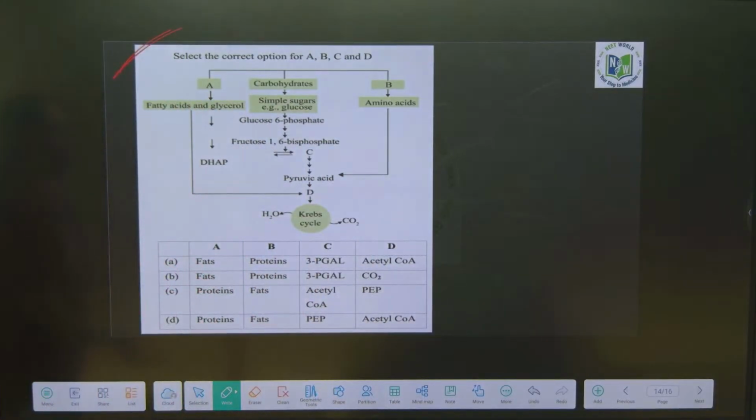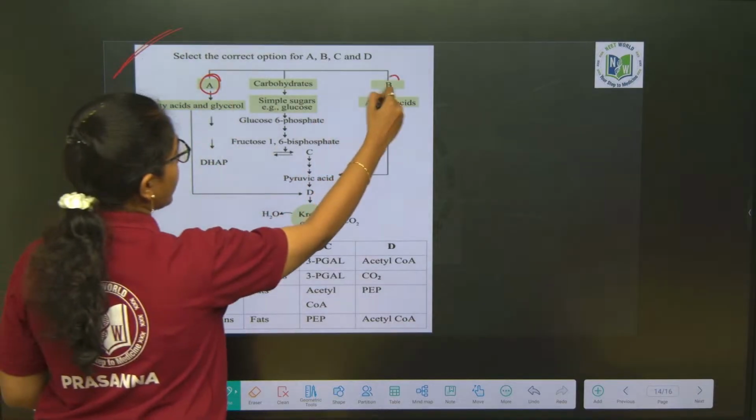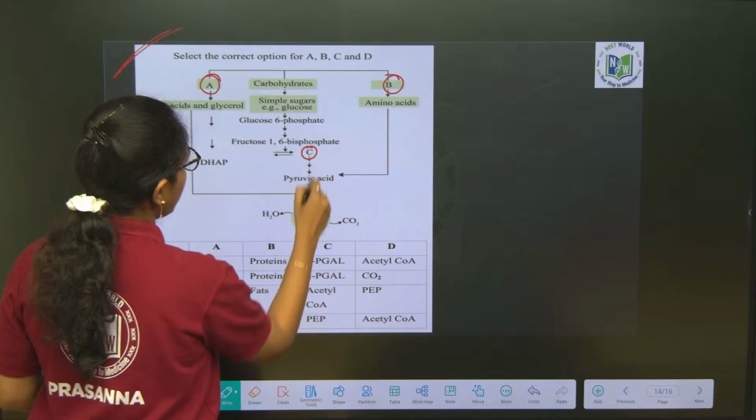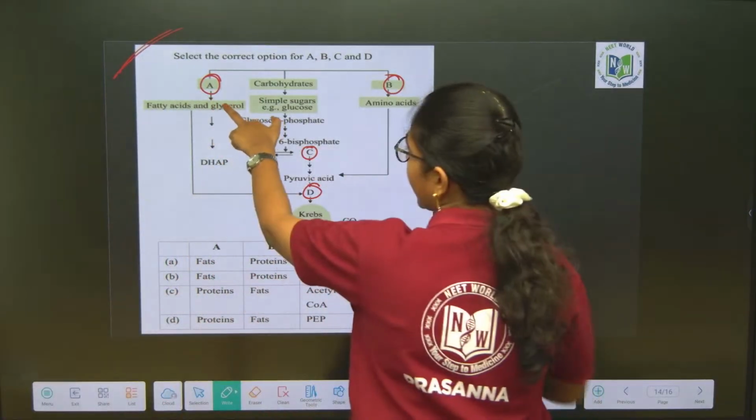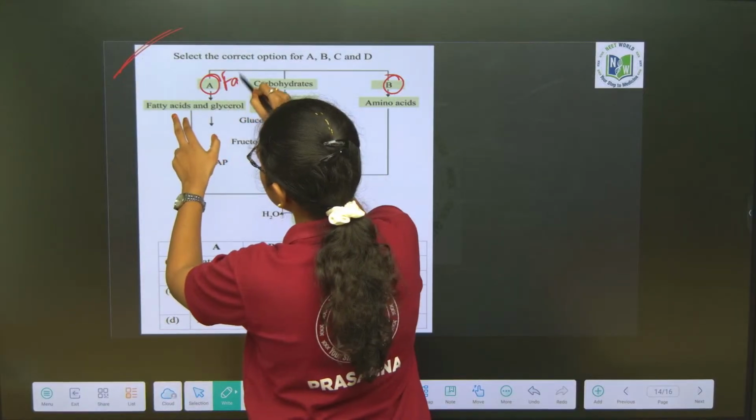Select the correct option A, B, C and D. Select the right answer A, B, C and D. I hope this is clear to you. First is what? A can be fats because they are oxidized to what here?